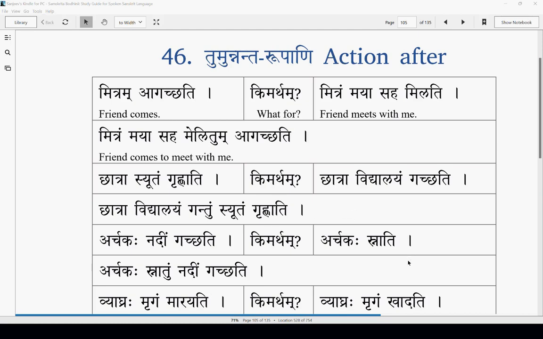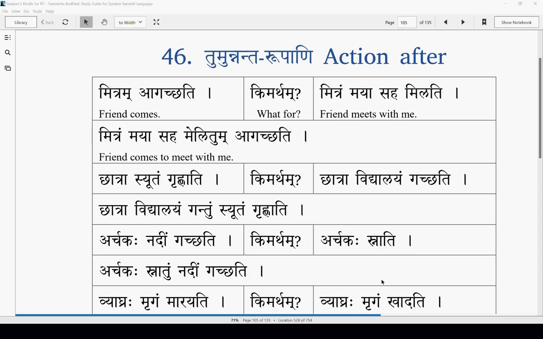Gruhnati is one. Gruhitva if you add tva, but lep becomes sangrihya. Sangrihya. Parigruhya, parigruhnati, sangruhnati, parigruhya. So those are the forms.